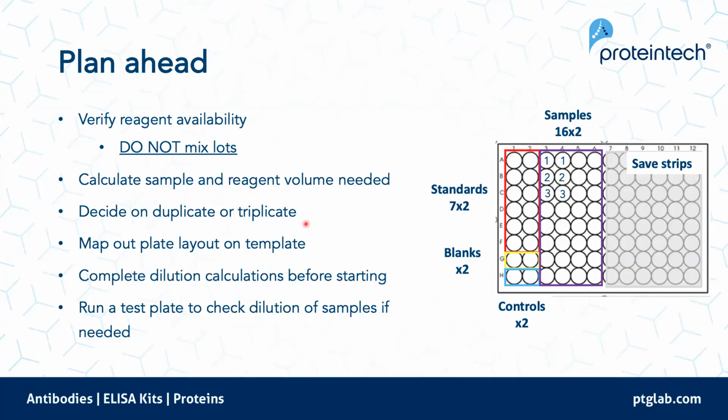Next, make sure you're calculating your reagent and sample volume needed, and then decide whether you're running in duplicate or triplicate. It's pretty much gold practice to run in at least duplicate so that you can assess for pipetting error, and then exclude that sample if you think there's a pipette problem. You also want to complete your dilution calculations before sampling. If you are worried that your sample of interest is going to be outside of the limits of your antibody binding, then do a test plate to check the dilution of your samples before running a whole experiment and potentially wasting everything because you're outside of the read.